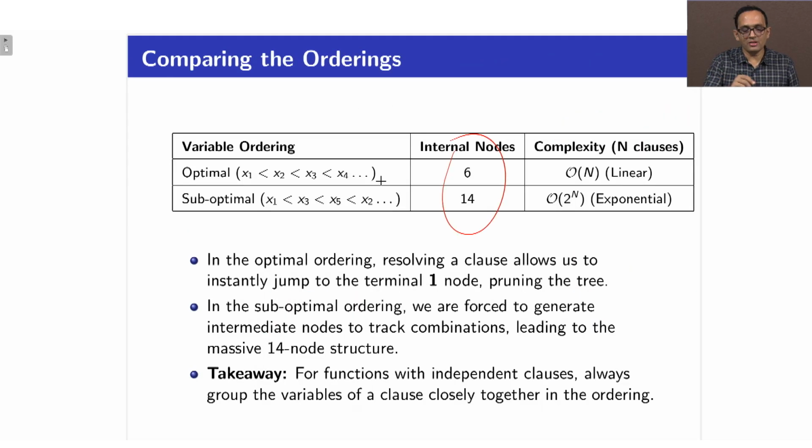In general, if you have a very big formula of n variables, the size will be of order n, because there are 6 variables and 6 nodes. But if you consider this other order, you will have an exponential number of nodes. So this again shows that keeping the related variables in the function together or close to each other can reduce the BDD size.